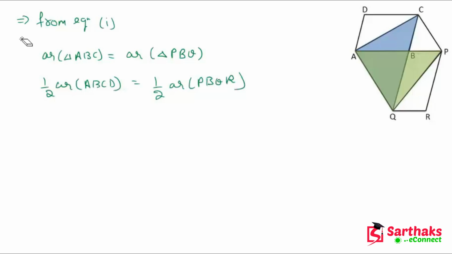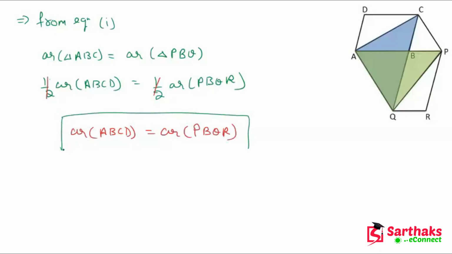From this, this half and this half will be cancelled, so we get area of parallelogram ABCD is equal to area of parallelogram PBQR. Hence proved. I hope you understand these things, my dear friend.